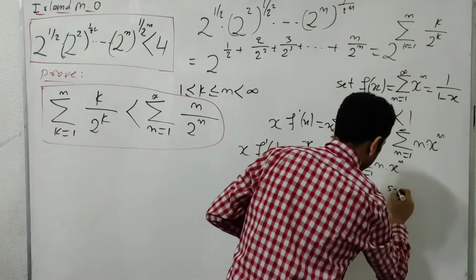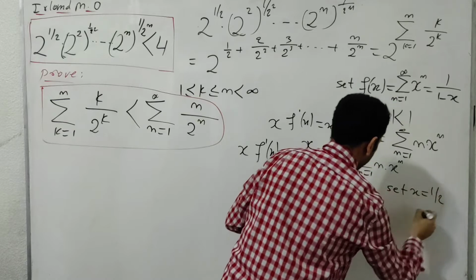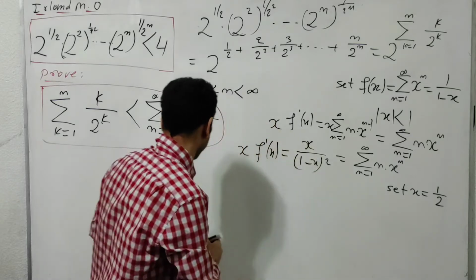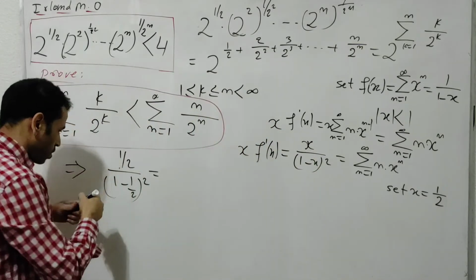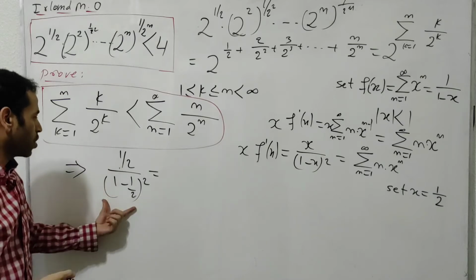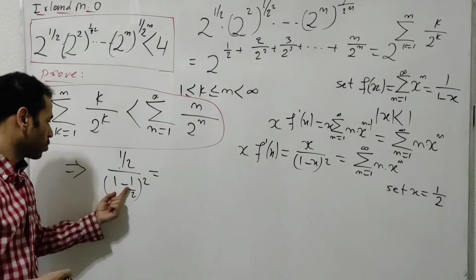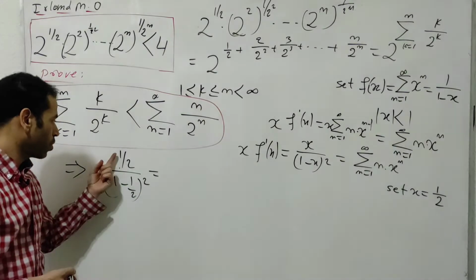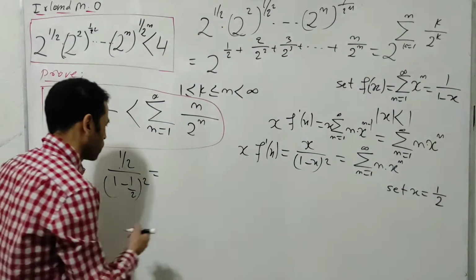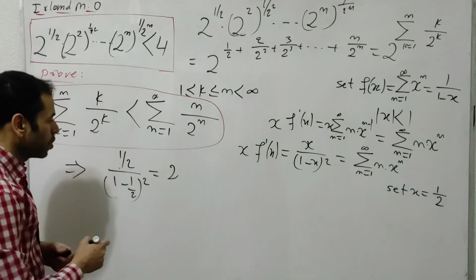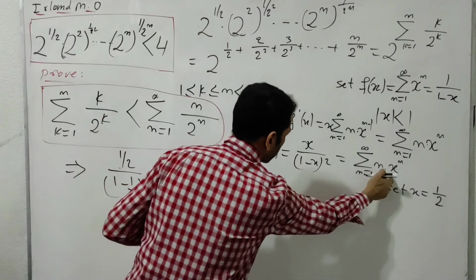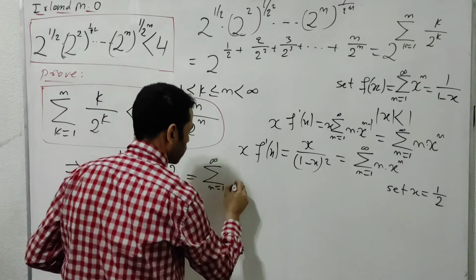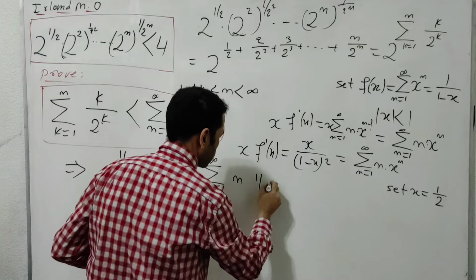Now let's set x equal to a half. I'm going to plug this value of x into both terms. On the left we get half over (1 minus 1/2) squared. The denominator becomes 1 minus 1/2, which is 1/2, squared is 1/4. 1/2 divided by 1/4 is 2. Plugging a half on the right gives the sum from n equals 1 to infinity of n times (1/2)^n.